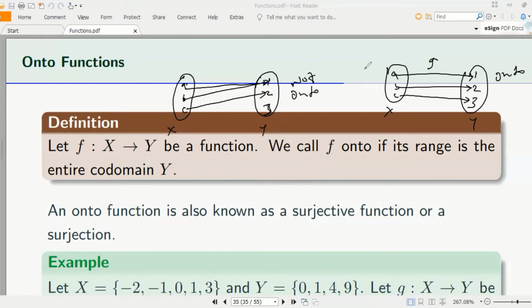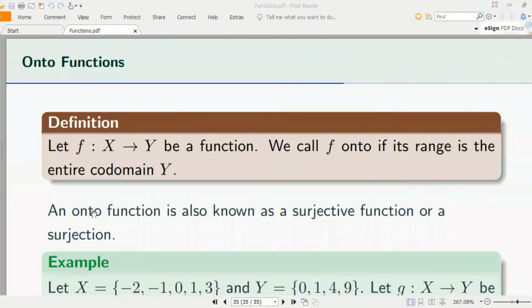So it's very good that we now understand what an onto function is. An onto function is also known as a surjective function or surjection.